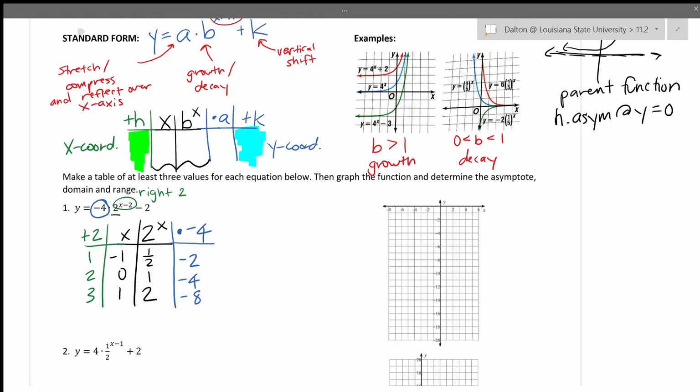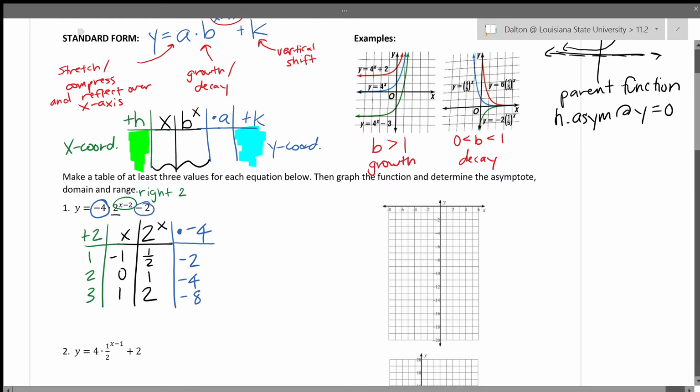And then the last part we have to take care of is plus k. Well, plus k is actually -2. So we're going to subtract 2 from these numbers. So -2 minus 2 is -4. -4 minus 2 is -6. -8 minus 2 is -10.